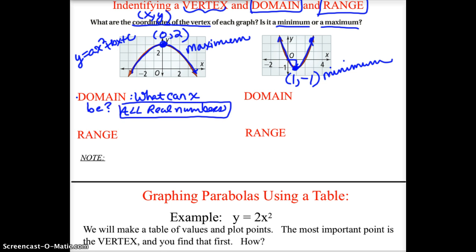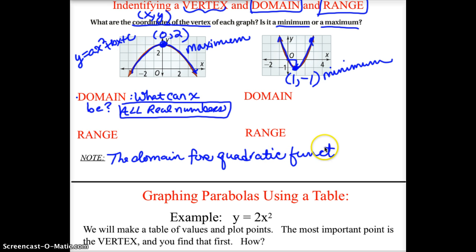And for a note right here, the domain for parabolas, or for quadratic functions, is always, so you can't get it wrong, it's always all numbers. And again, the reason for that is because I can put anything, any numbers, I can square, I can add. There's no restrictions on it.